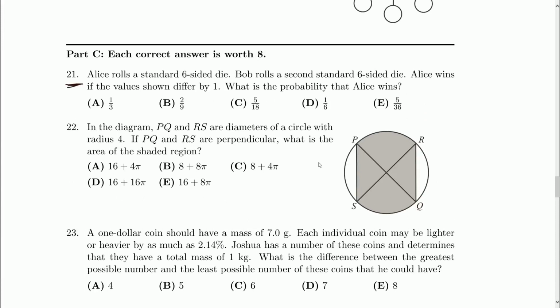So we've got question 21 here. Alice rolls a standard 6-sided die. Bob rolls a second 6-sided die. Alice wins if the values shown differ by 1. What is the probability that Alice wins?